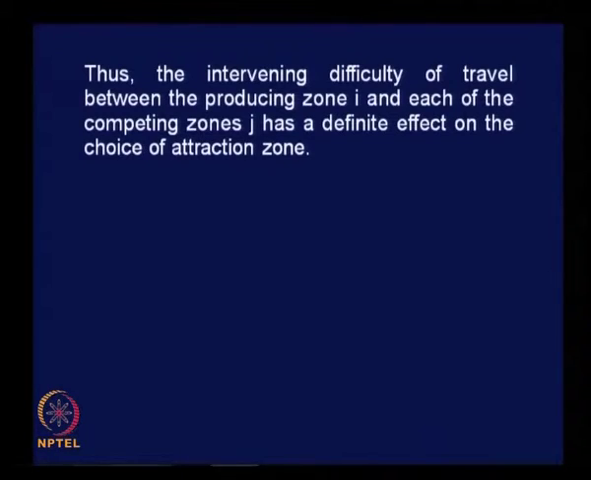Thus, the intervening difficulty of travel between the producing zone I and each of the competing zones J has a definite effect on the choice of attraction zone, the intervening factor. Now we have to understand the intervening factor, namely spatial separation, in terms of distance or time or some other factor.